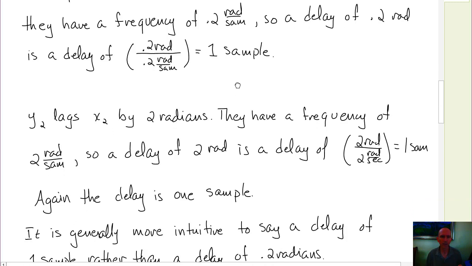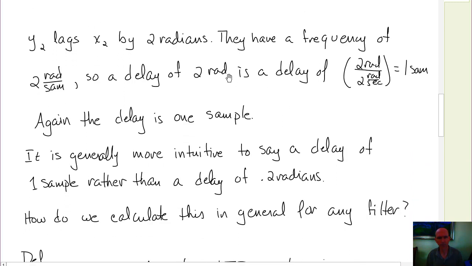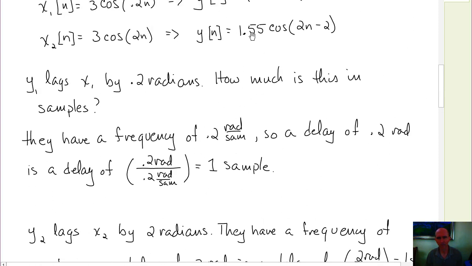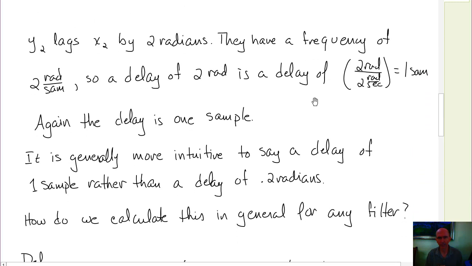We can do the same thing for the second example. The difference between these cosines is 2 radians. Since they have a frequency of 2 radians per sample, the delay is going to be 2 radians divided by 2 radians per sample. Again, the difference is going to be 1 sample. If you go back and look at the examples of the cosines, you can see that actually there is a delay of 1 sample between the input and the output.